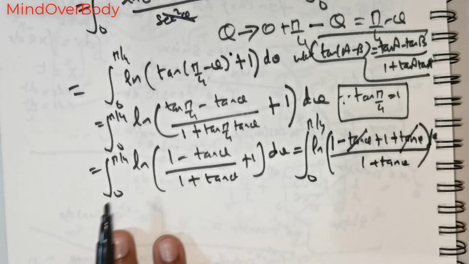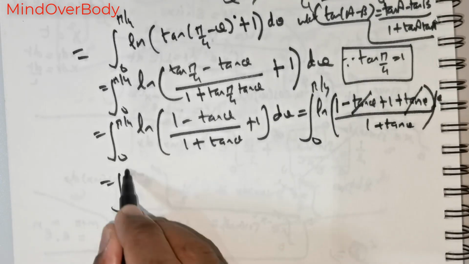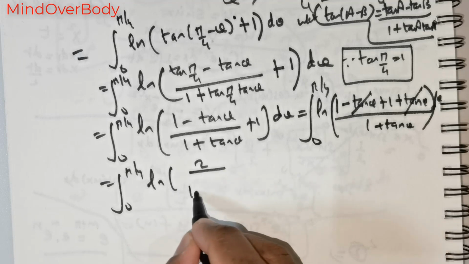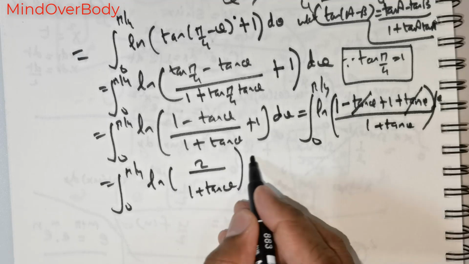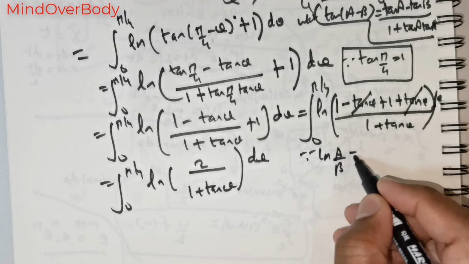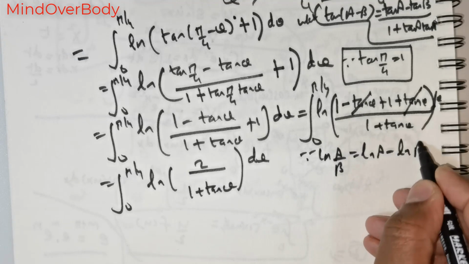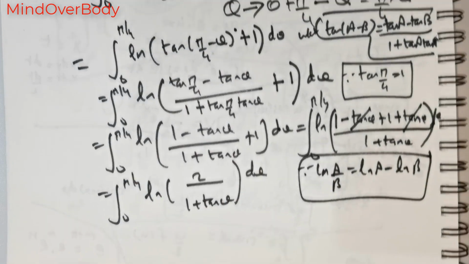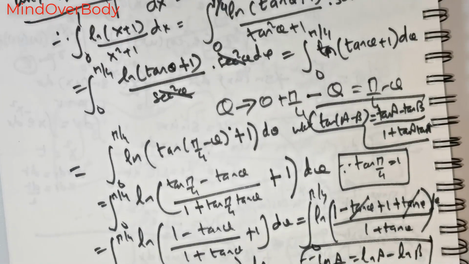The negative tan theta and positive tan theta get cancelled, giving me the integral from 0 to pi over 4 of ln of 2 over (1 + tan theta) times d theta. Now we know a formula: ln of a over b is equal to ln a minus ln b. So I'm going to utilize this formula. Now you have to make one important observation.